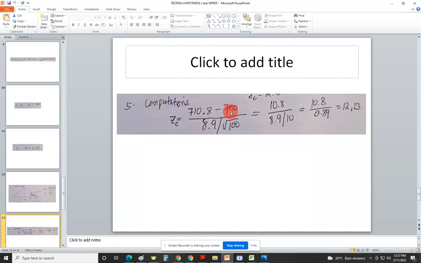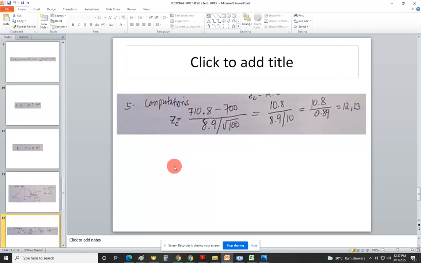Okay, so after that, you substitute all the given. So using your calculator, the answer should be 12.13. Parang nakulang ata doon. Pa-correct na lang, class. I will just correct it later. 12.13 yung answer. Use your calculator.